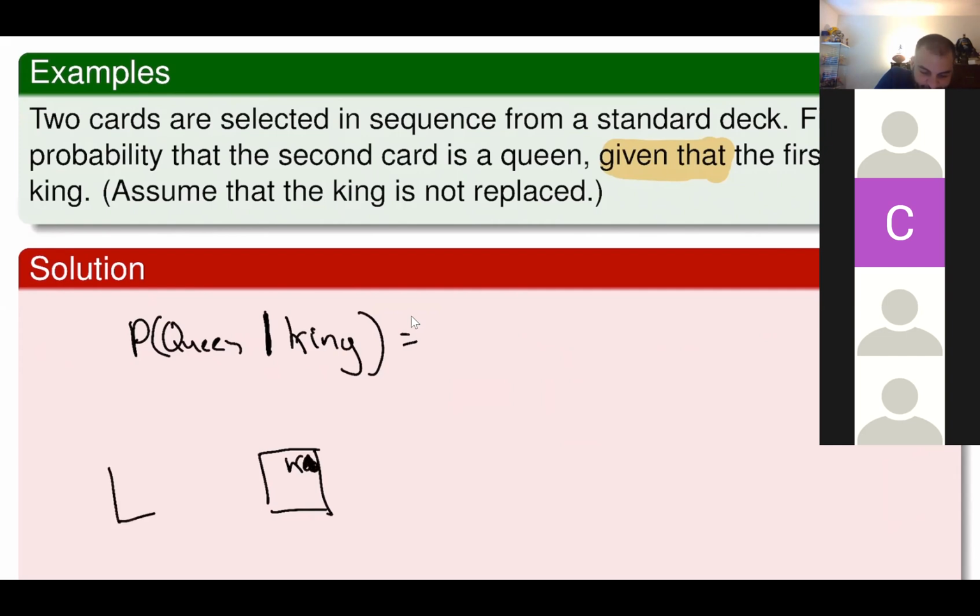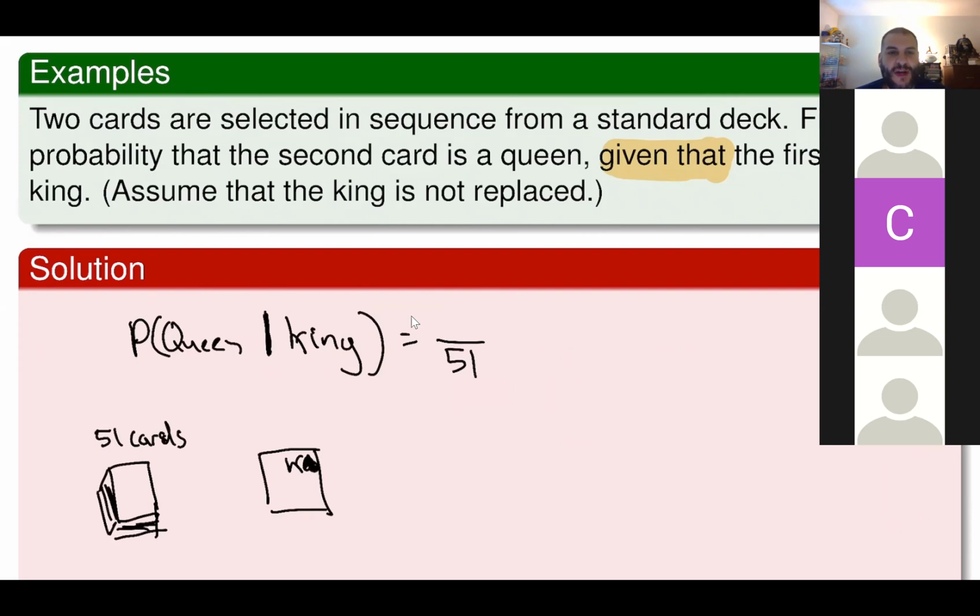And we have all of these cards over here. So say we select the king of spades. How many cards are left? 51. Yeah, so we have 51 cards left. So that's what we divided by. So we divided by 51.